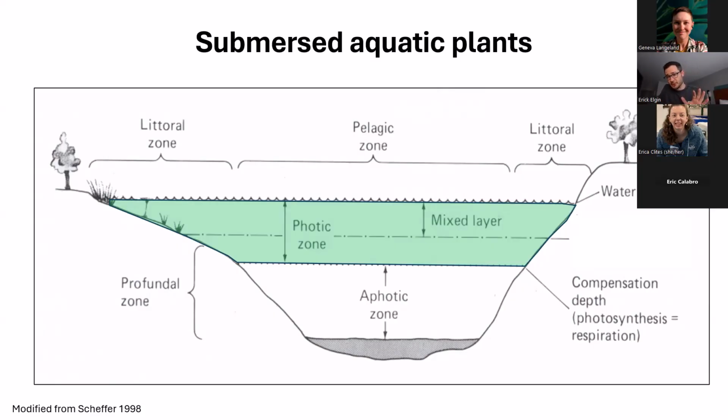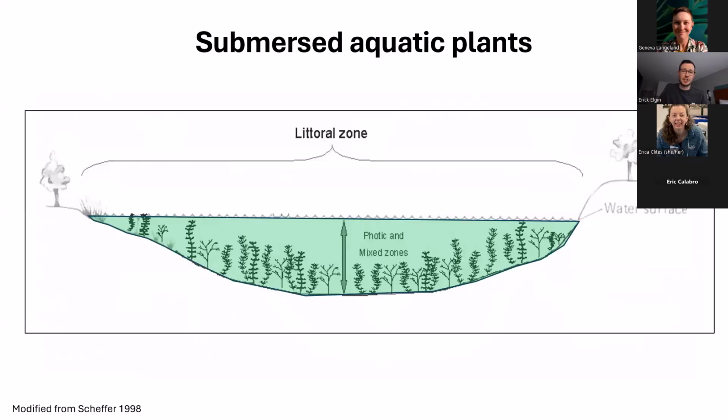This is a typical deep water lake, but the more common lake type around the world is actually a shallow lake. In shallow lakes, oftentimes the photic zone goes all the way to the bottom of the lake throughout pretty much the entire basin. And so in these lakes, you get even more aquatic plants. And therefore, many of the things that plants do are magnified in these shallower systems.